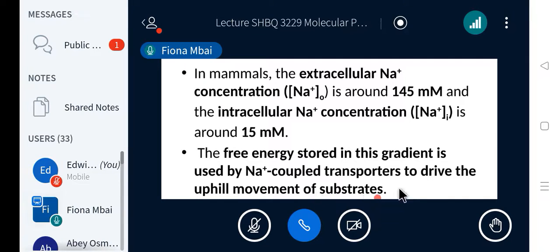And why do we say substrates? Because remember, there's ATPase which is involved also. So the ATPases also act on the substrate. So the free energy, the difference in 145 and 15, is what creates the energy gradient between the extracellular side and the intracellular side of mammalian cells.